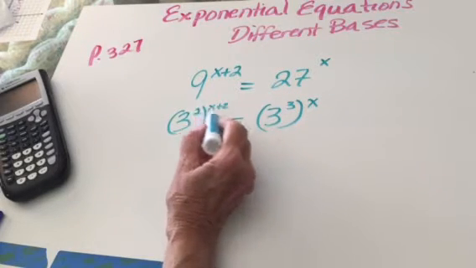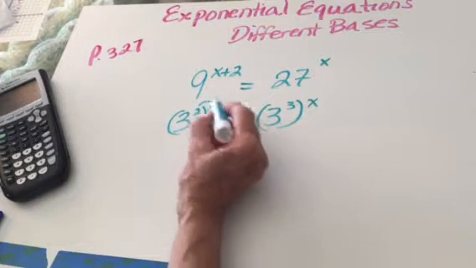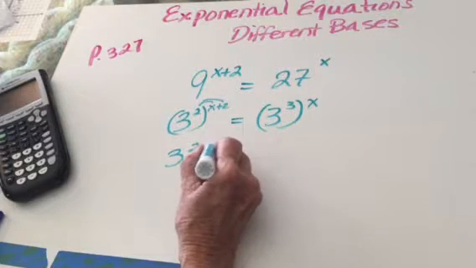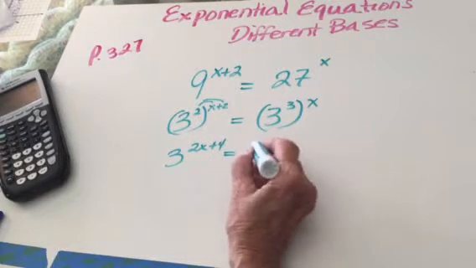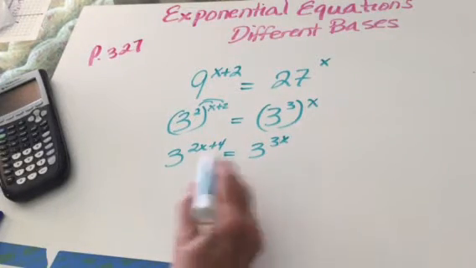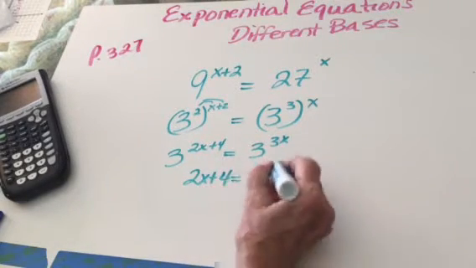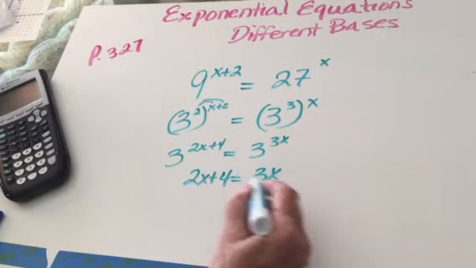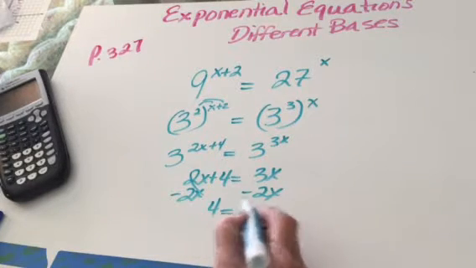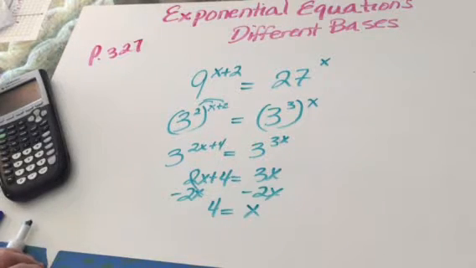All right, now remember, we're going to multiply this out like a distributive property. So you're going to multiply this times this, then this times this. All right, so it's going to be 3 to the 2x plus 4 equals 3 to the 3x. Now they're the same base, how gladly. So we're just going to go 2x plus 4 equals 3x. And I'm going to go minus 2x on this side, minus 2x. 4 equals x. So in that case, we got 4 equals x.